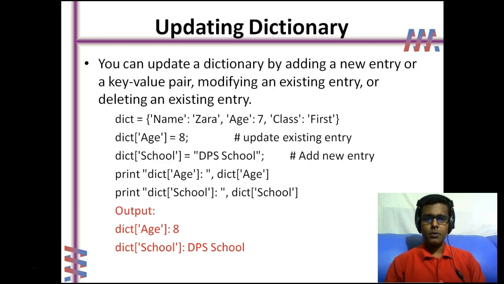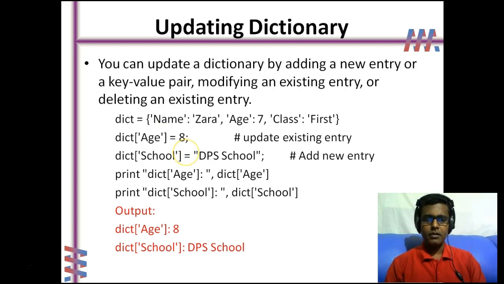Next we will see how to update the values in the dictionary. We will take the same example. This is my default dictionary: name, age and class. Here I am going to update the age as 8. So I assign dictionary of age equal to 8. This age 7 will be automatically overwritten by 8.